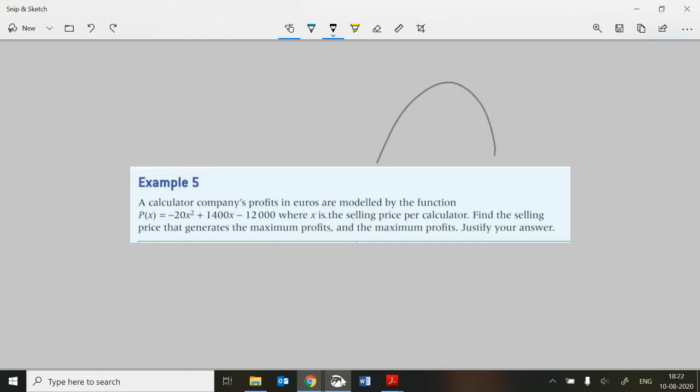Now, it seems to me like this is going to be something like this. I don't know quite what it's going to look like. I think that's going to hit way down here, minus 12,000. And this is going to be your profits, and this is going to be your x. And we need to find this top point here. So it says x is the selling price of the calculator. It says find the selling price that generates the maximum profit. So that's this. That's the line of symmetry. And then the maximum profits.